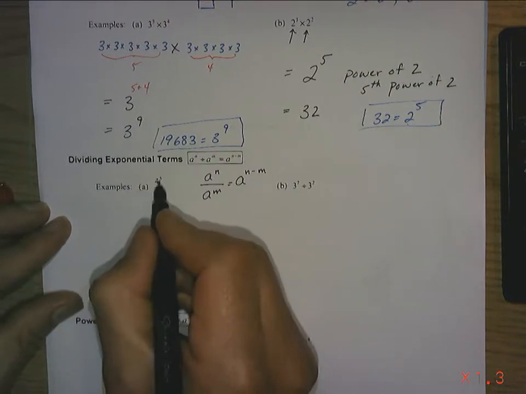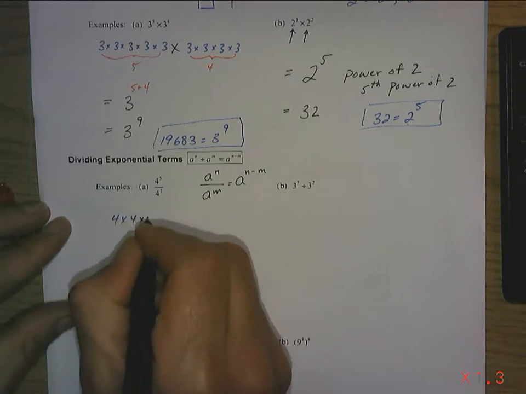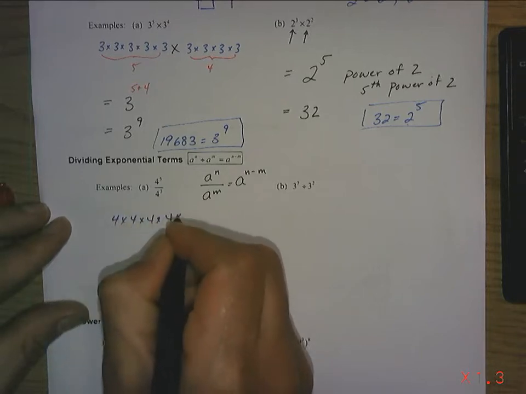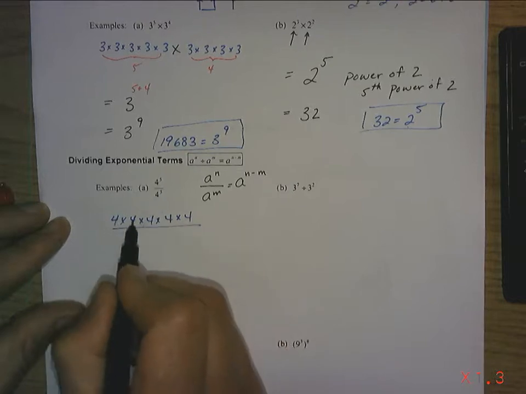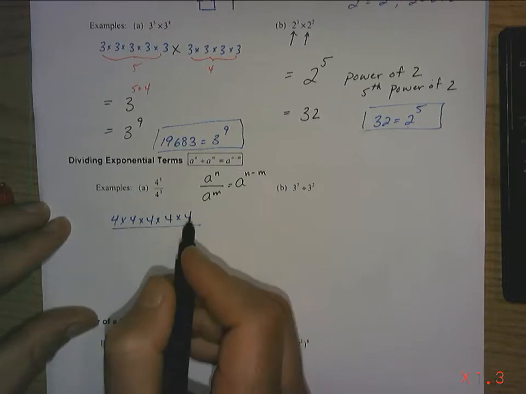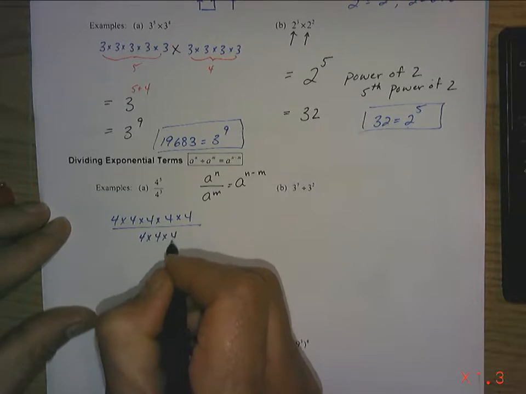I have a to the 5, or 4 to the 5 on top. That is 1, 2, 3, 4, 5 4s. 4 to the 5 means 4 times 4 times 4 times 4 times 4. So there's 5 of them. 4 to the 3 is 4 times 4 times 4.